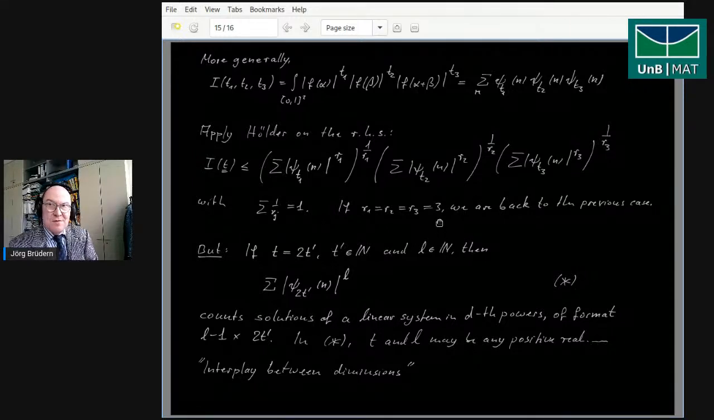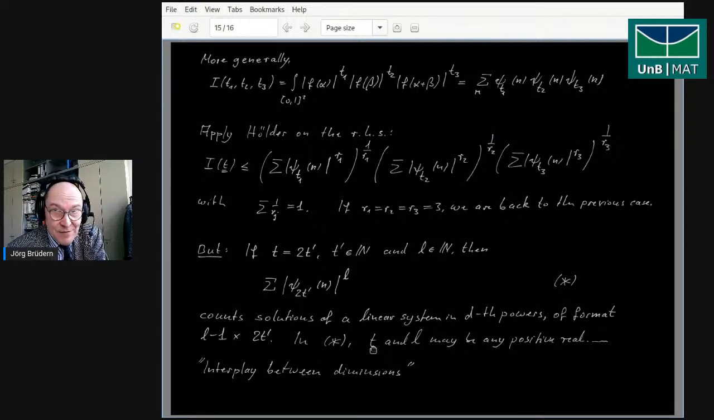But we are not forced to do this. And what now happens is, if t is twice an integer, so an even integer, and L also is a natural number, then what I said before, these moments here count solutions of a linear system in Dave powers. This is where we started. But now the size parameters are L minus 1, so that's the number of equations, and the number of variables in this game is 2t, so that's the t.